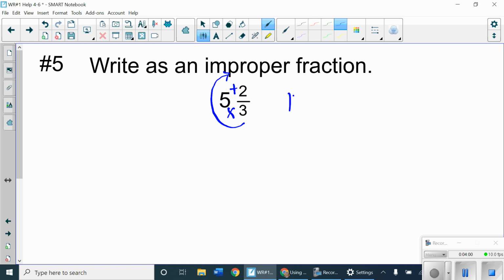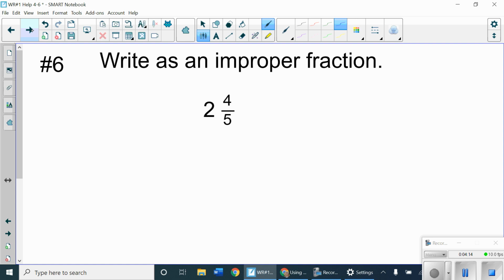That is our new numerator, and the 3 stays our denominator. So this is your answer. 17 thirds is equal to 5 2/3. Okay, this is another improper fraction. It's going to be the same type. We're going to do times plus, starting at the 5. 5 times 2 is 10, plus 4 is 14. Our denominator is a 5, so our improper fraction is 14 fifths.